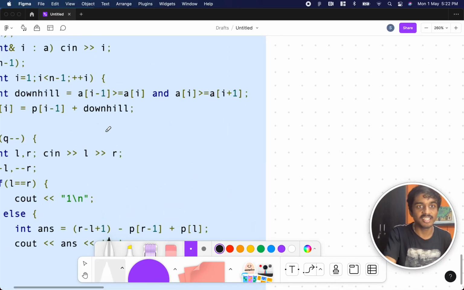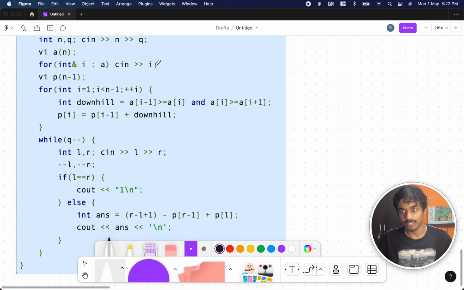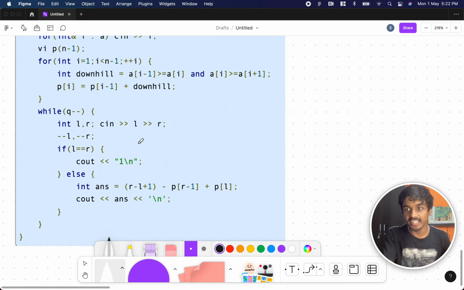So what did they say? First they took all the numbers in the array, that is the set of numbers. Then from I equal to 1 to I equal to n minus 1, they counted the deviations. That's what they call downhill, and they are computing the downhills, that is from 1 to n how many deviations are there, that is in summation 1 plus 2 plus 3 like that, right? Number of deviations from 1 to n. Now they are getting the queries here, L minus minus, R minus minus, they did for 0 indexing, and if both of the numbers are equal it is 1.